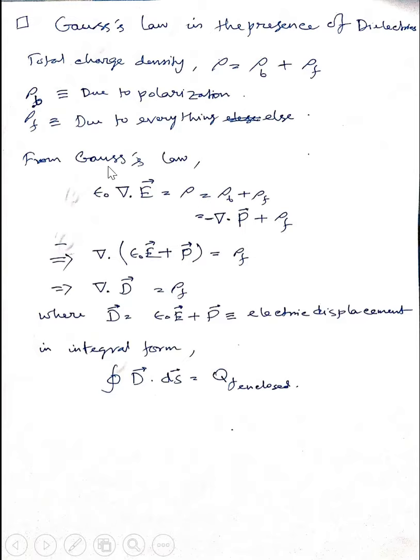So if I apply Gauss's law, epsilon 0 divergence E equals rho. It can be written as rho b plus rho f, and if I place the actual term of rho b, the bound volume charge density, as minus divergence P, where P is the polarization vector, and rearrange, you can write the expression in this way.